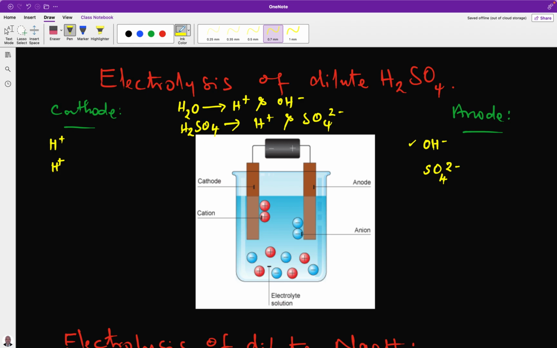That's it. Let's write our half equations. The cathode will undergo reduction. And the anode will undergo what? The anode will undergo oxidation.